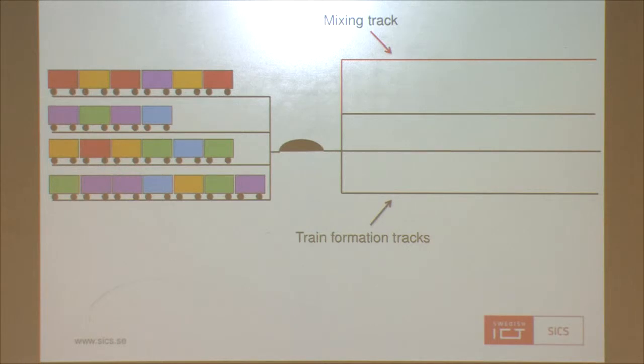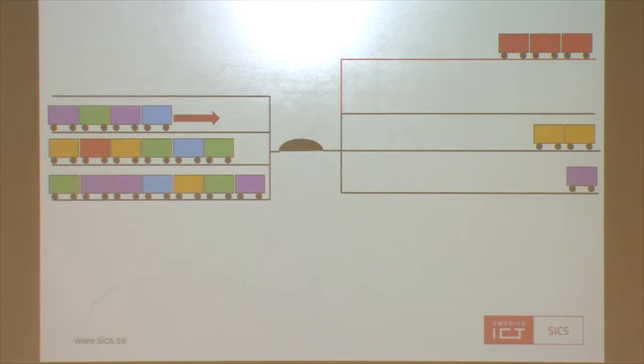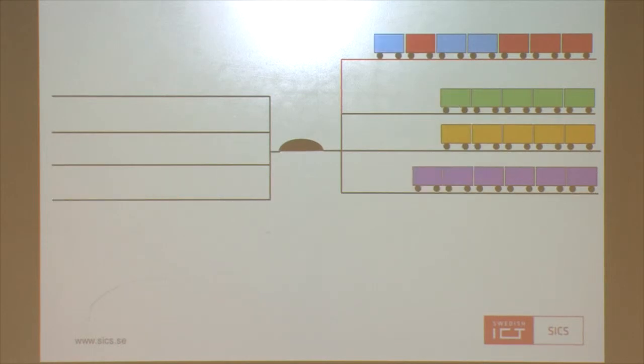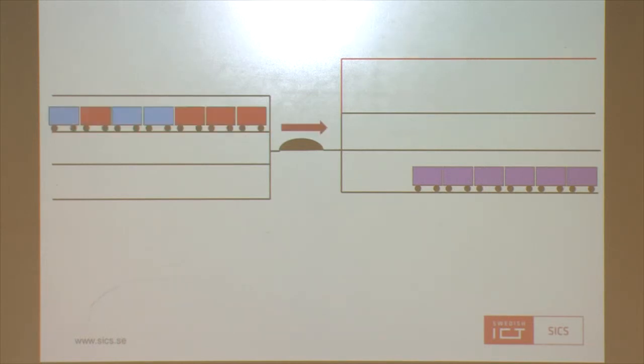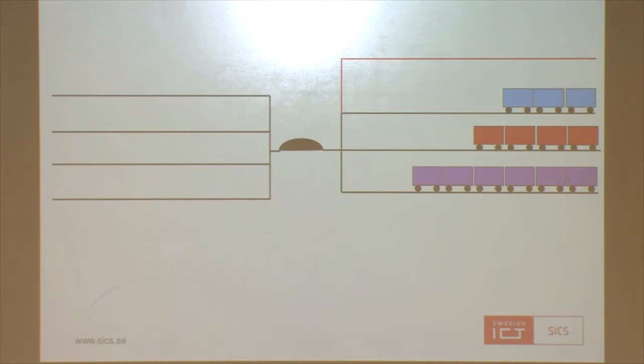And on the train formation tracks, you're only allowed to have one train being built at any point in time. So only cars to one outbound train. So if we roll in the cars, then we put the red cars on the mixing track while we build the green, the orange and the purple train. And then we get to a point where the green and the orange train depart. And then we can do a pullback operation. So we pull back all the cars on the mixing track and roll them in again. And then we can build the blue and the red train on the train formation tracks.